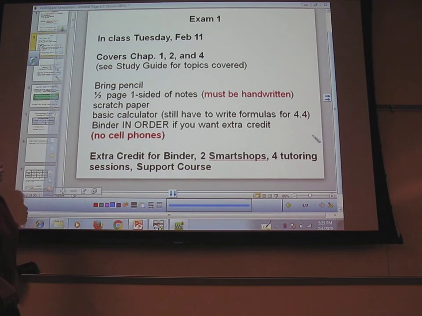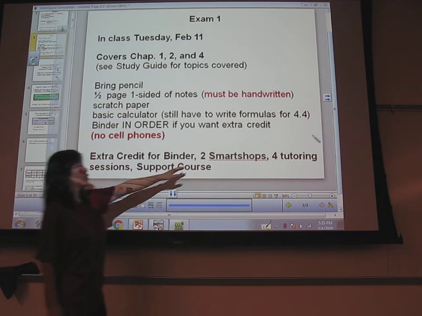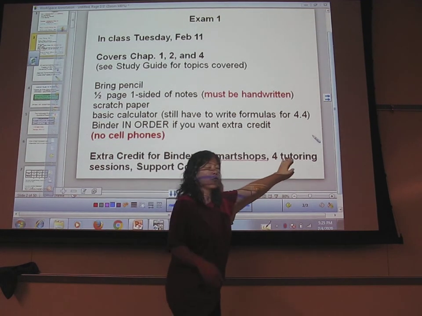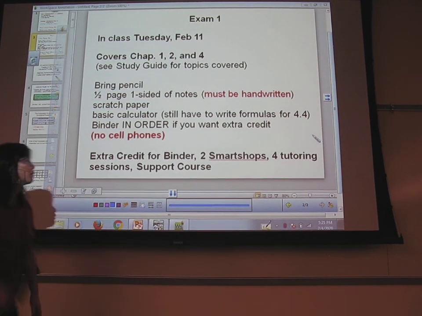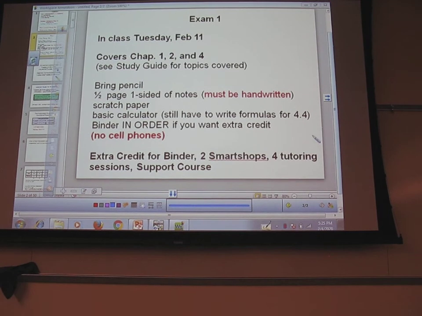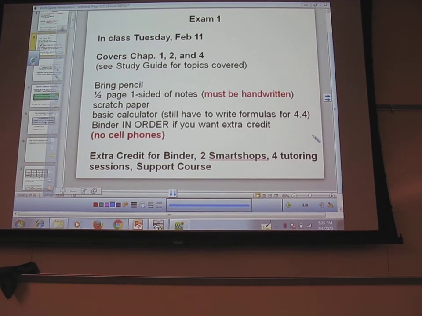You get extra credit for smart chops, a half point each. Four hours of tutoring equals one extra credit point. And if you're enrolled in the support course, let me know.